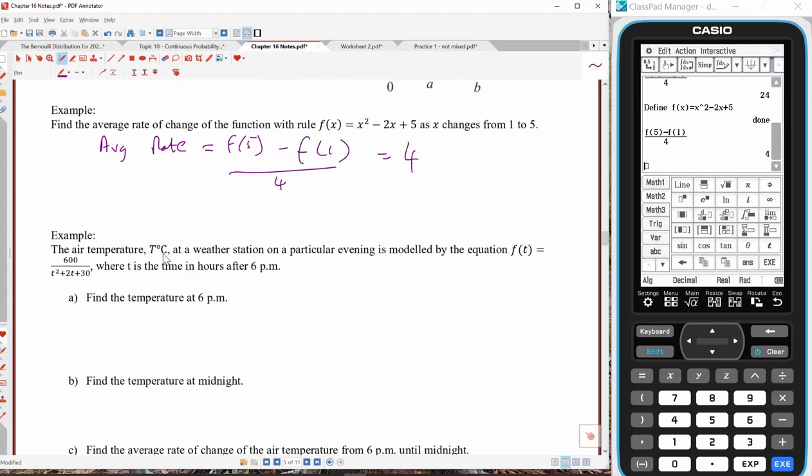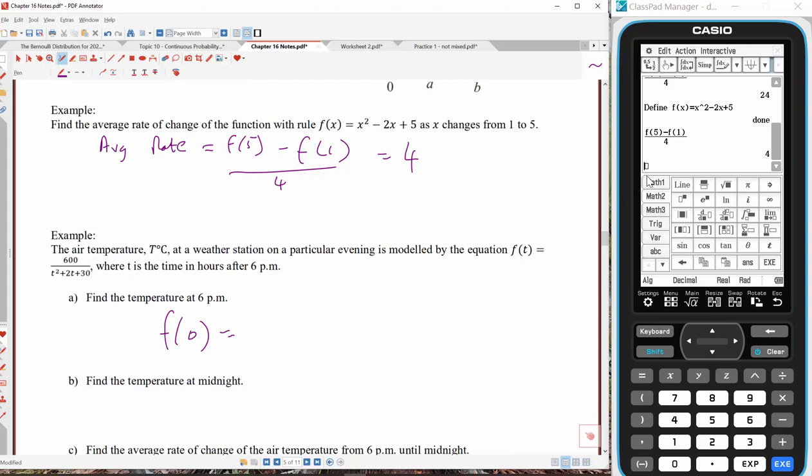All right, the air temperature T at a weather station on a particular evening is modeled by the equation f of T equals this, where T is the time after 6 p.m. Find the temperature at 6 p.m. So let's use a little bit of function notation. That's f of 0, the initial temperature. So that's going to be 600.